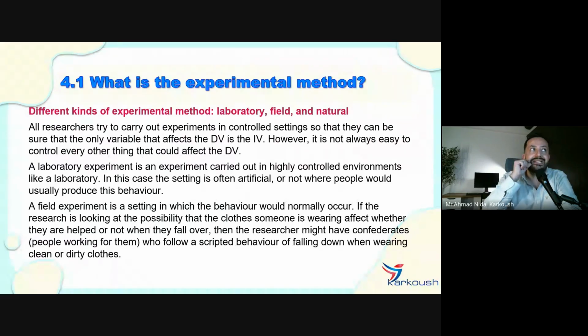So let's have a look at the different kinds of experimental methods first. So different kinds of experimental methods. What do we have here? We have lab, field, and natural. Lab, field, and natural. I think your book hates lab experiments so much. I think it has a love-hate relationship with every laboratory experiment. I think you guys know what I'm talking about.